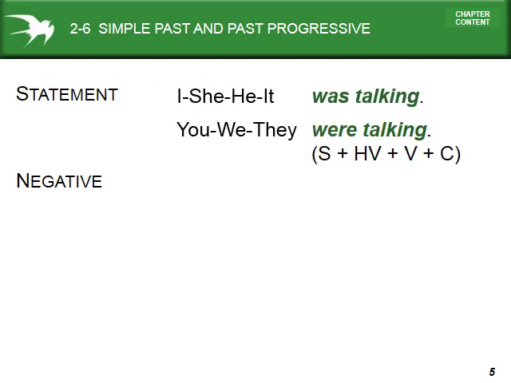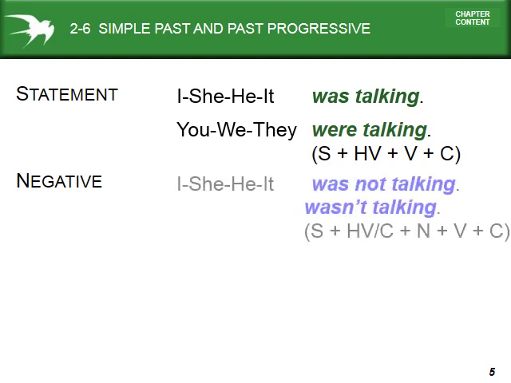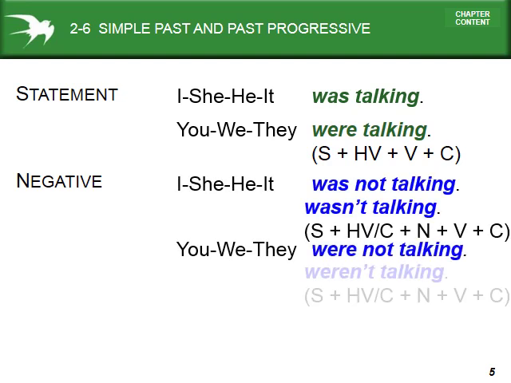So here's the different formations of statements and negatives. Okay, and just like we have in all of our statements and negatives, the structure for a statement would be subject, verb, complement. In this case, we have a helping verb, which is was or were. So we have subject plus helping verb plus complement. In the second example, we have two ways of making the negative. One way is we can have the subject plus the helping verb plus the negative plus the verb plus the complement. So we say, I was not talking.